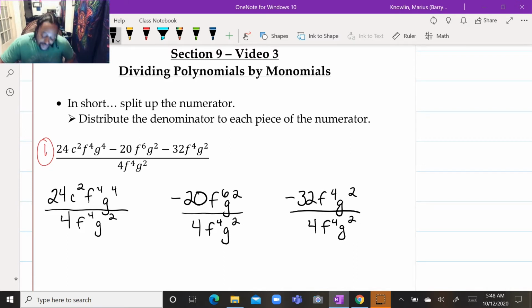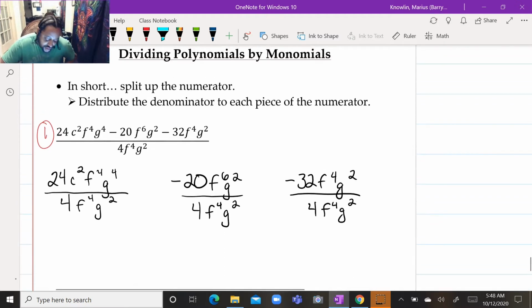Now, when doing this, you have to remember that we divide the coefficients and subtract the exponents. We only subtract if we have the same variable on the top and the bottom. So first we divide: 24 divided by 4 is 6. We don't have any other c's to match up to c squared, so we keep c squared.